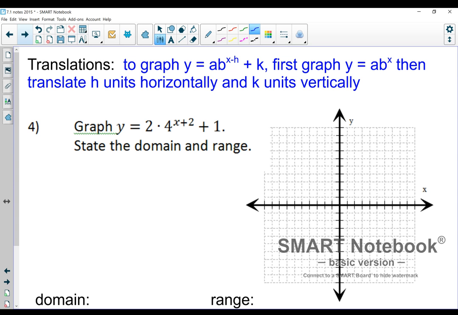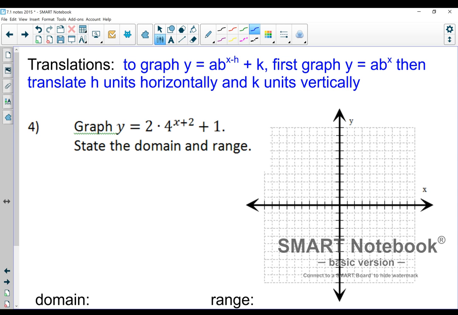For number 4, I'm looking at translations. So my translations, if we think about working with all these other shapes we've had so far, if it says x minus h, we're always doing the opposite, and the h is the one that affects us horizontally. That number on the outside that we always call k moves us up or down. It's always the same sign, and that's the one that's vertical.